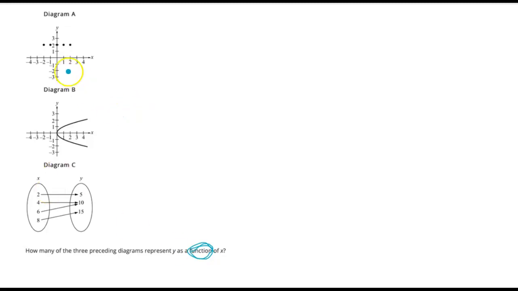So we just have to analyze the graphs here. Is there only one answer to each input? But then you realize, wait, the inputs are the x values, the outputs are the y values. So only one answer means that if I check above the 2, the -2, I get one thing. Yep. And if I check above the -1, I get one thing. Yep. If I check above this, right? This is the vertical line test. This is where the vertical line test comes from.